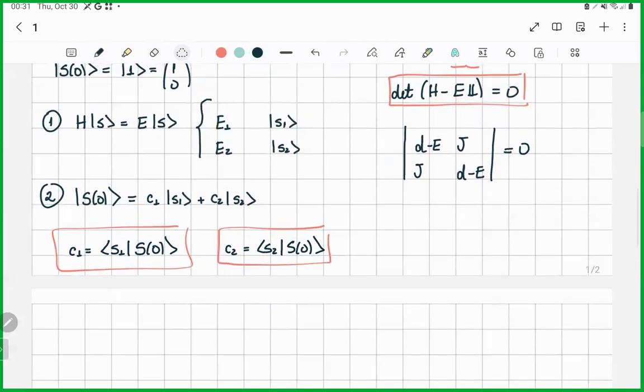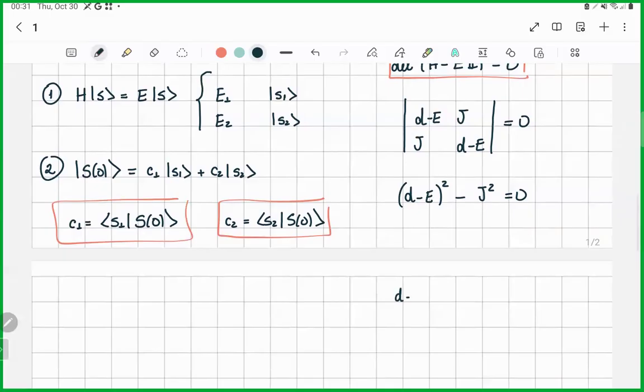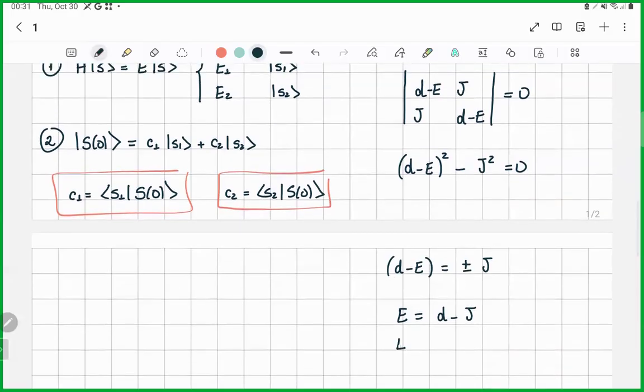We have this 2 by 2 matrix, so the determinant is very simple. It is the diagonal, so D minus E squared minus the off diagonal J squared. Okay, so that's the equation that we have to solve to find the eigenvalues. So the solution, I do the square root of that, I get plus minus J, so that the energy is either D minus J or D plus J. So I have these two. I'm going to put an index 1 and 2.